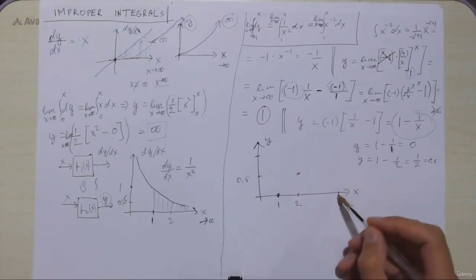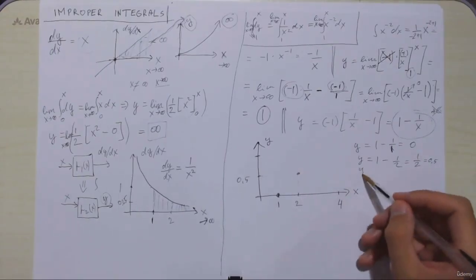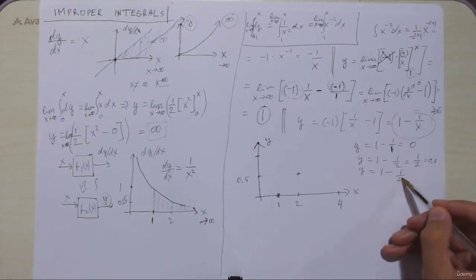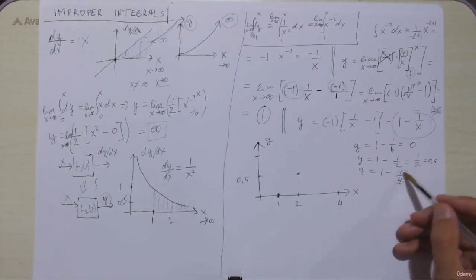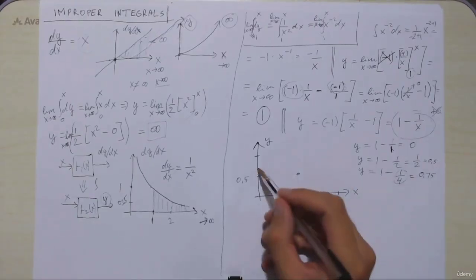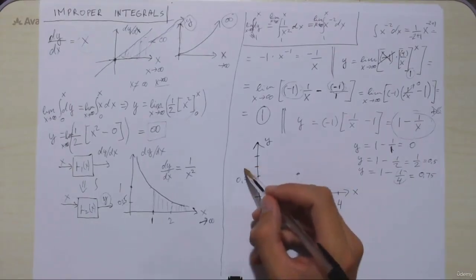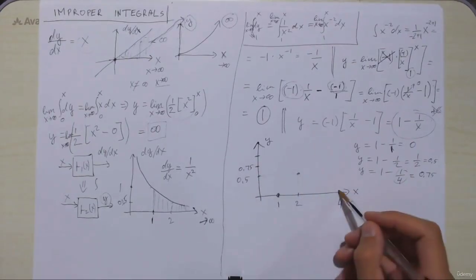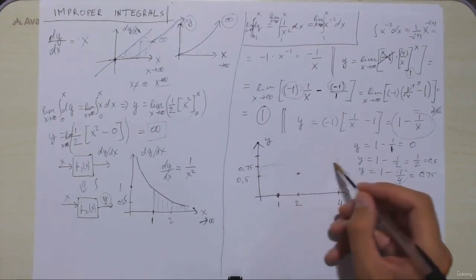There you go. Now if my x is 4, 1 minus 1/4, this is 0.25. So I will get 0.75, right? So I'm going to get it here, 0.75. So here's my point.